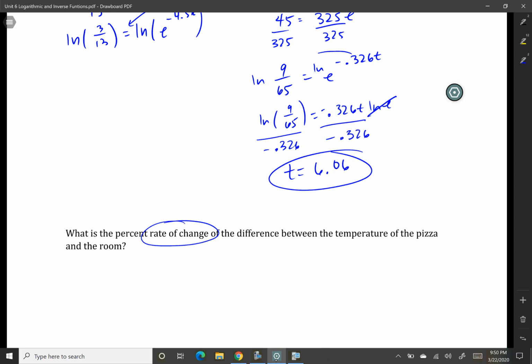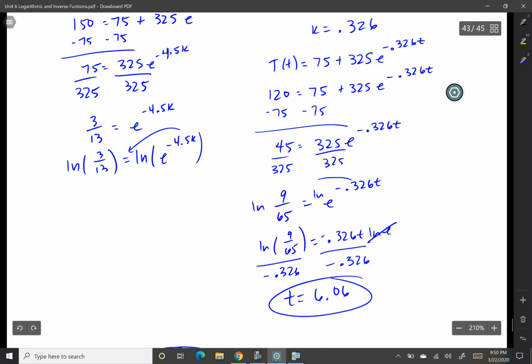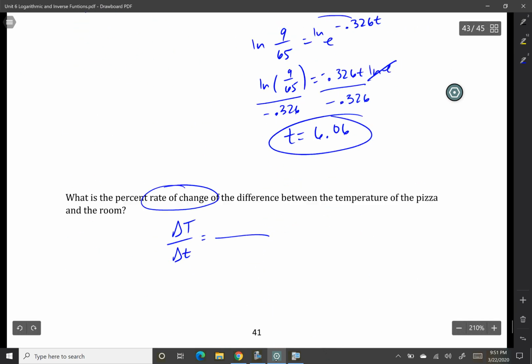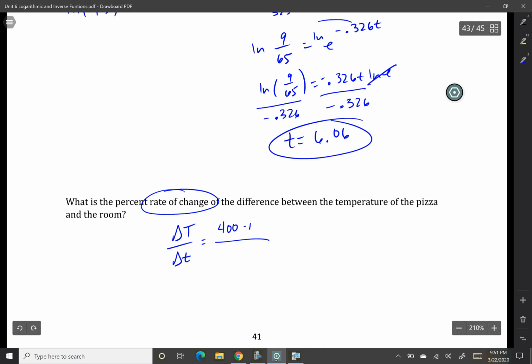So percent rate of change, we want to make sure that we're going through and figuring out, well, what's the change in temperature? Temperature is uppercase T over the change in time. So the change in temperature, right? So the initial temperature was 400 and it went down to 150. And that started at 0. And that took 4.5 minutes. This is something you actually did in Algebra 1, rate of change.